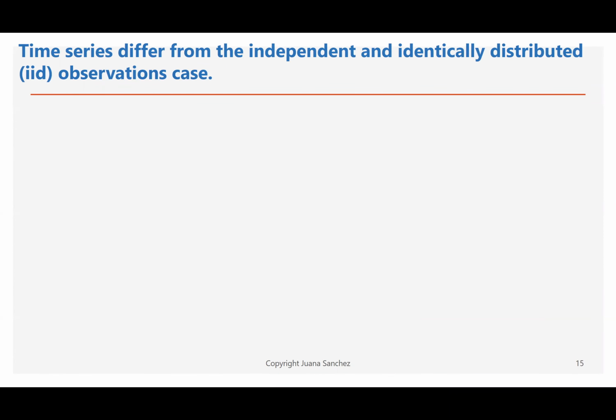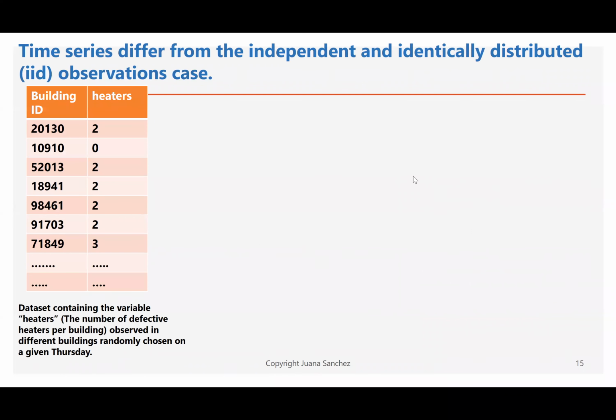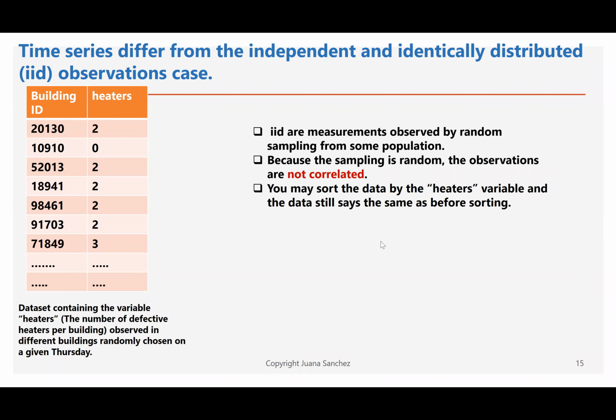Time series differ from the independent and identically distributed observations case that you may be used to. Here is an example of an IID case. This is a data set that contains the variable heaters, the number of effective heaters per building observed in different buildings that were randomly chosen in a given Thursday. IID are measurements observed by random sampling from some population. Because the sampling is random, the observations are not correlated. You may sort the data by the heaters variable and the data still says the same as before sorting. As you can see here, we don't have a time index. We have just an ID for the building.